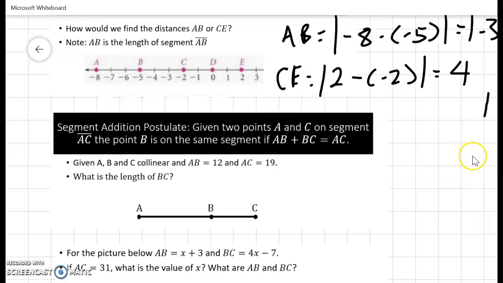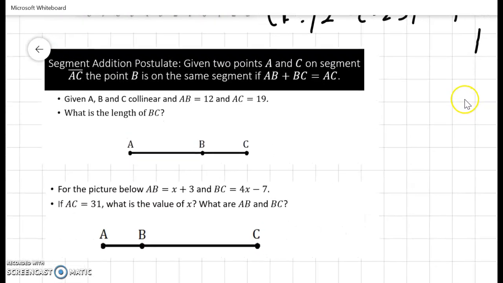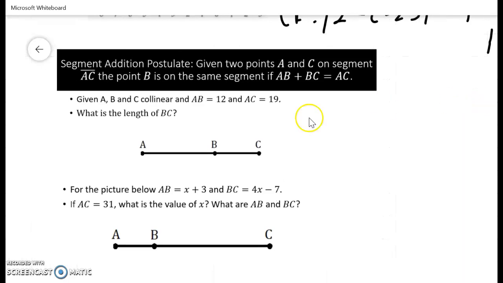So going along, segment addition postulate. Given 2 points A and C, the point B is on the segment AC if and only if AB plus BC equals AC. Now what that means is if you look at the picture, AB plus BC must be equal to AC.